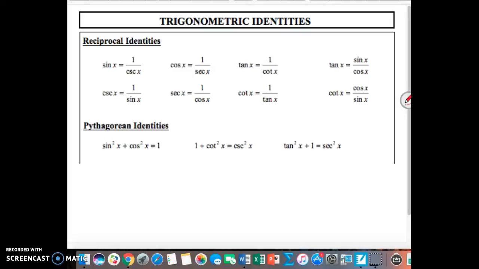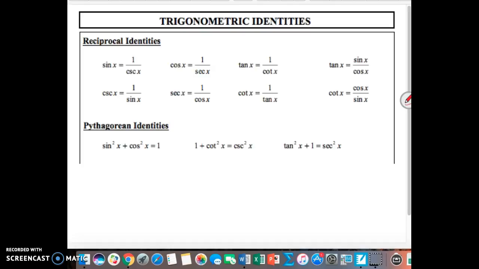This is Miss Steele's Precalculus class. We are going to be starting Chapter 7, starting with 7.1, Day 1, talking about trigonometric identities. We are not going to be discussing anything new for this first part.